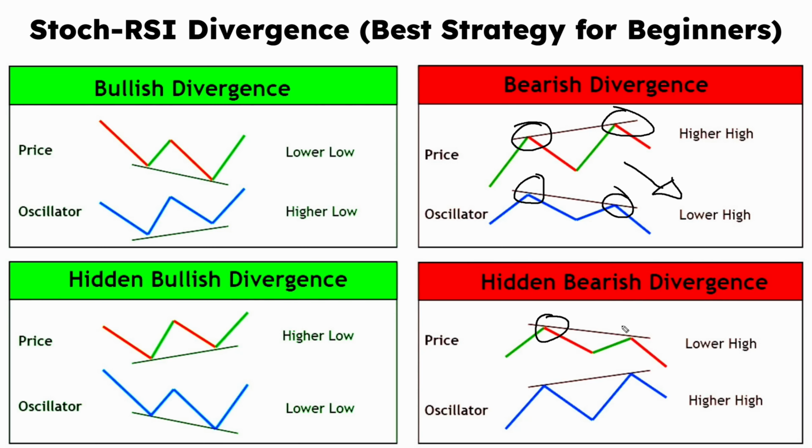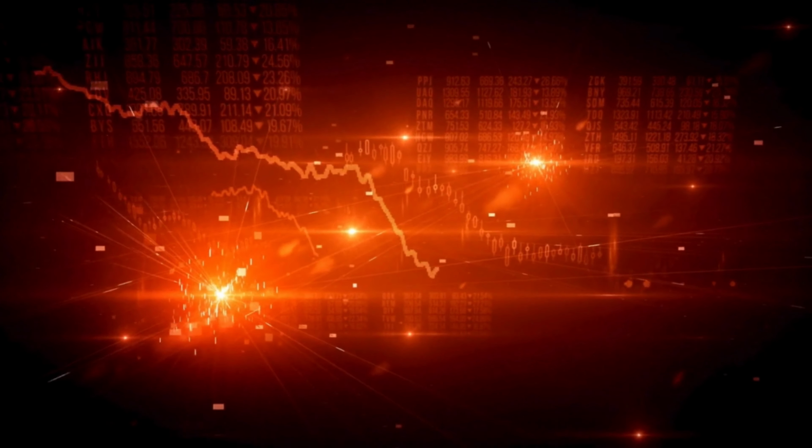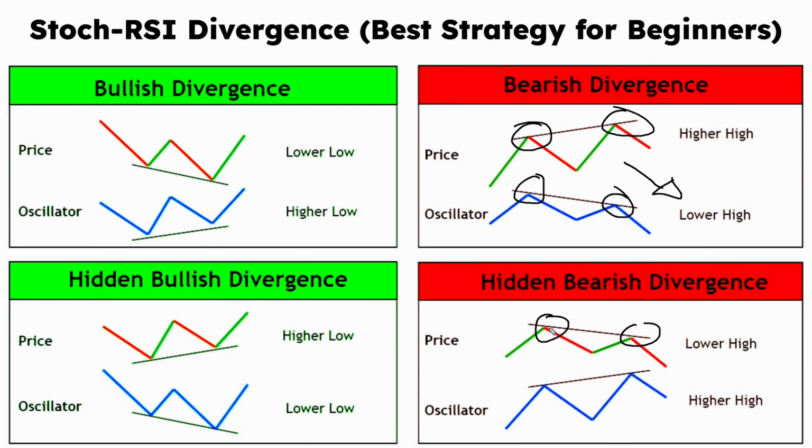For the hidden bearish divergence, we already are in a downtrend because we are already printing lower highs. But here we're looking out for higher highs on the stochastic RSI because this indicates a bearish continuation to the downside. So these are all of the divergences you need to know right now.